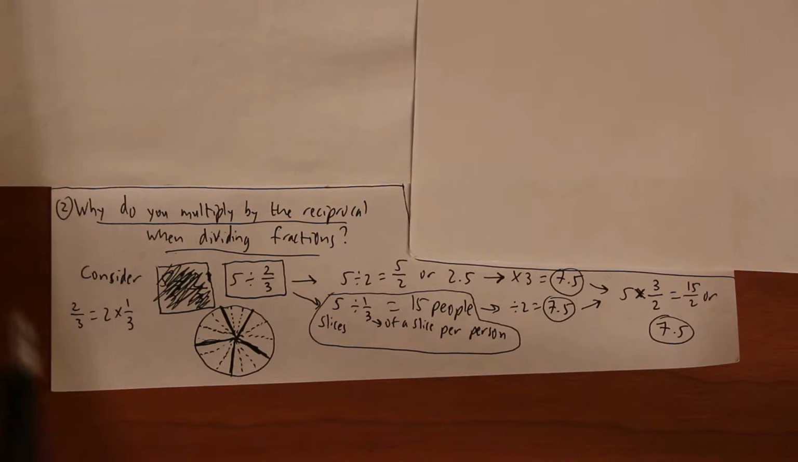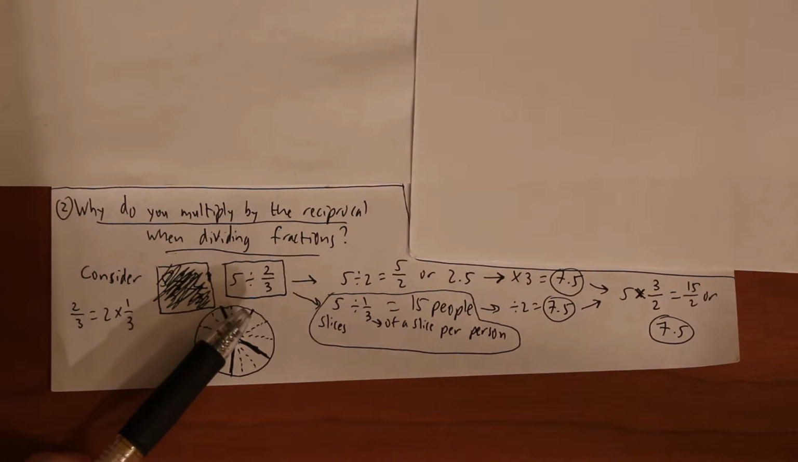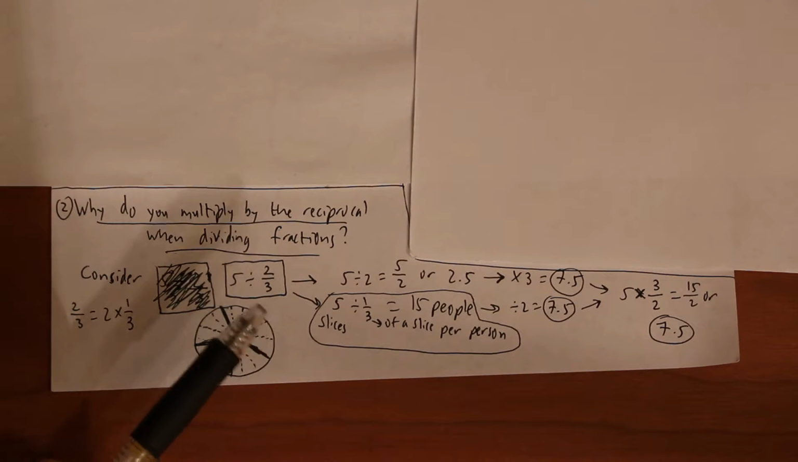All right, so today's question is, why do you multiply by the reciprocal when dividing fractions? I'm sure a lot of you have either heard this, or this is sort of new to you, or you don't feel comfortable, you're just doing this automatically and you're wondering why. So I want to really clarify that so you feel more comfortable. So let's consider this example, which is 5 divided by 2/3.